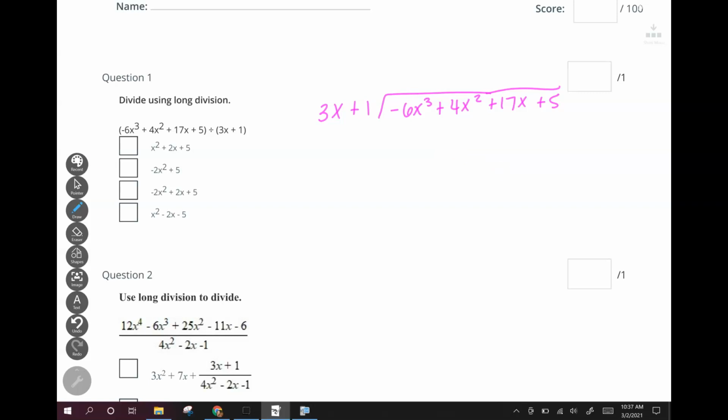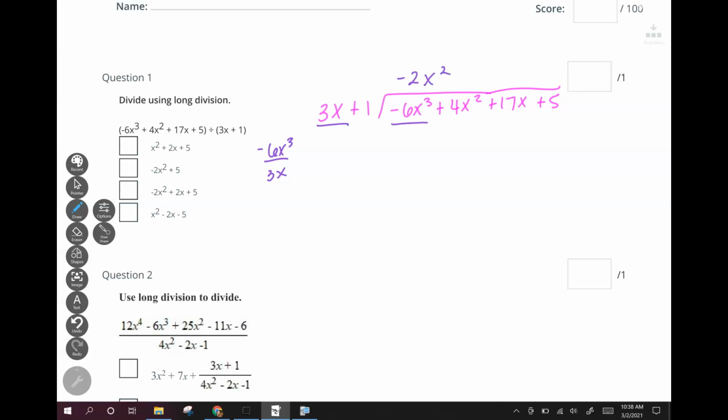Okay, so first we divide. We're saying what is negative 6x cubed divided by 3x. Always just look at the first two terms that you're dealing with. Negative 6x cubed divided by 3x gives you negative 2x squared.